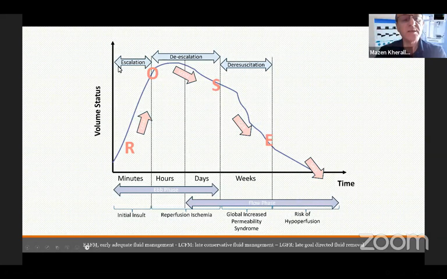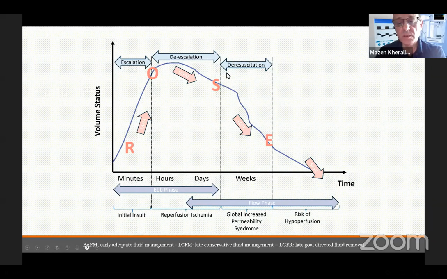So the first phase is escalation, and this is the resuscitation phase. We're just giving early adequate fluid management. The second phase is optimization, and we are trying for neutral fluid balance. Look at this. This is the fluid status here. You can see that the fluid status is increasing. Now we're not giving any more fluids, so it is neutral fluid balance. In the stabilization phase, we start to achieve negative fluid balance at least 2 days in that first week. And this is what we call late conservative fluid management.